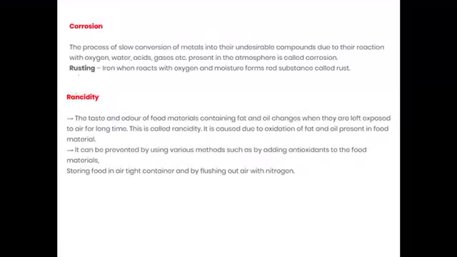Dear student, this is a small video for understanding corrosion and rancidity. Corrosion is a process of slow conversion of metals into undesirable compounds which we do not want. For example, in case of silver, it becomes black. It is called silver sulfide layer, that is a type of corrosion.